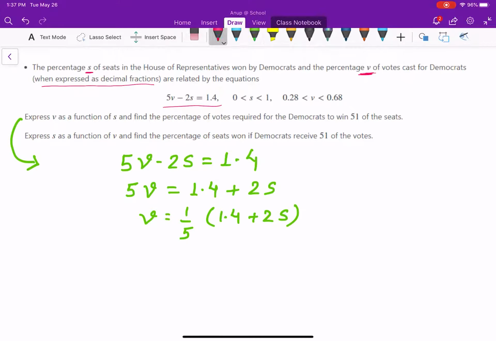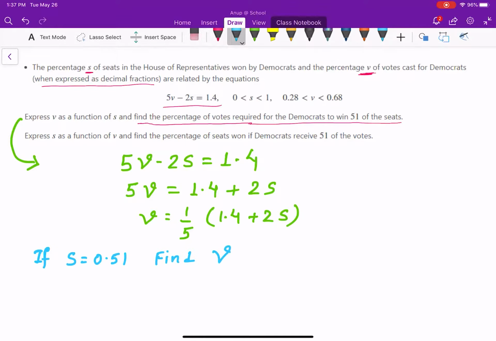What is the question here? Once we express it, it says to find the percentage of the votes required for the Democrats, that means find V to win 51% of these seats. Everything has to be changed into percentages. So we are asked to find V when S is equal to 51%. Changing it into the decimal fraction, that will be 0.51. So if S equals 0.51, then our goal is to find V.